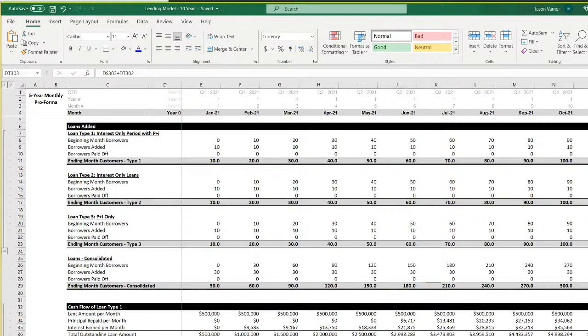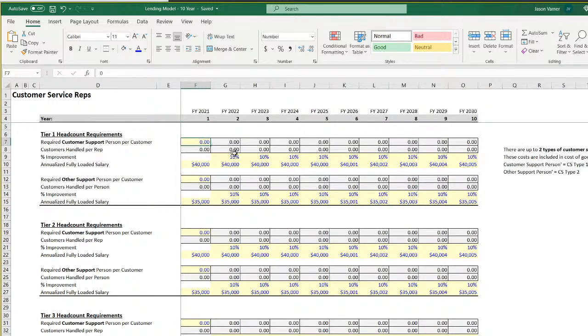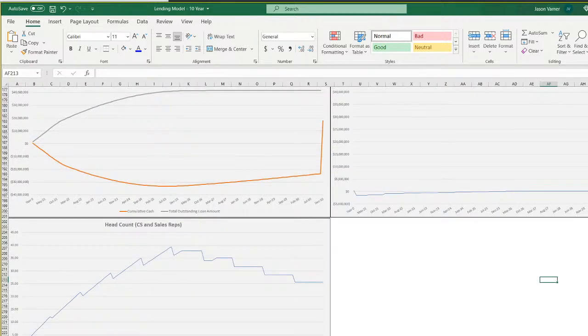Let's see. What was I gonna? Oh, let's put some values in here. So let's say customer support. You could do each rep can handle 10 customers existing, just so we have some numbers in there for both. Okay, that's good.